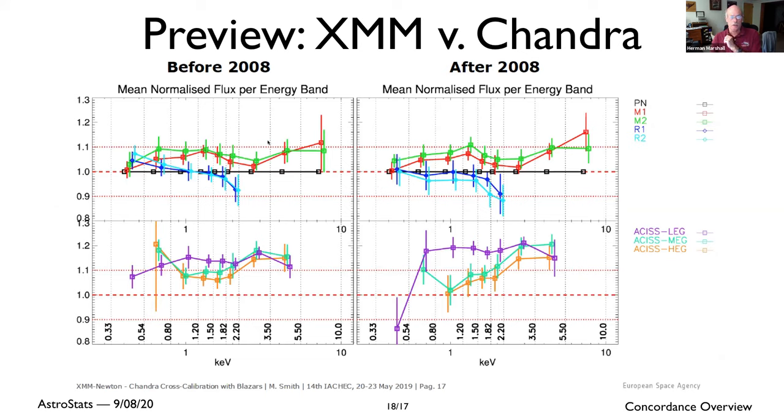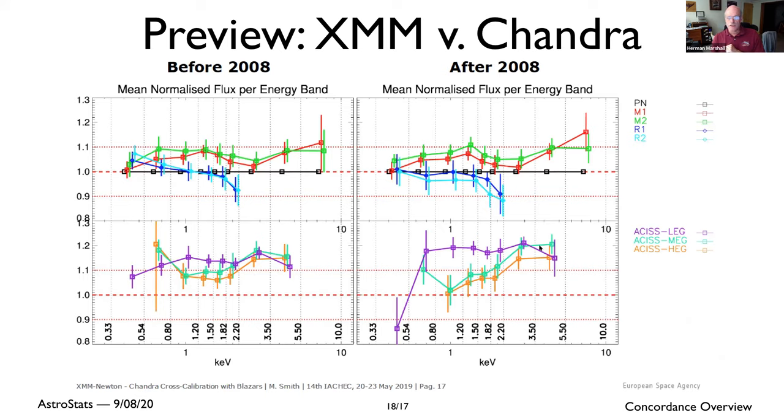This is the so-called cross-cal, the Blazar cross-cal data set that we've been working on, our Chandra team and the XMM team, where you have different instruments on the XMM instrument on the top, different bandpasses normalized to some one instrument. And on the bottom, we have the Chandra instruments in different bandpasses for the same sources averaged over many different observations. These deviations are averaged over many observations before 2008 and then after 2008.